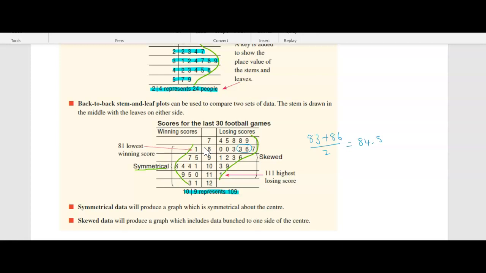You can do the same for winning scores. Just count up how many values you've got: 1, 2, 3, 4, 5, 6, 7, 8, 9, 10, 11, 12. Half of 12 is 6, so 1, 2, 3, 4, 5, 6. Your median is going to be halfway between these two because we've got an even number of values. That number there is 104, and then we've got 108, and you can divide that by 2, which gives you 106 for the median. I might just write that in case you're wondering what that is if you're just looking at the document.